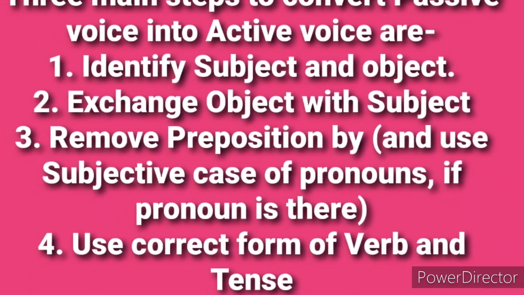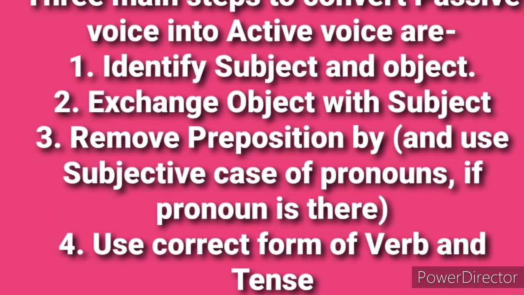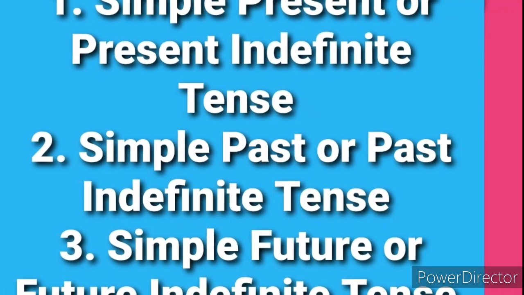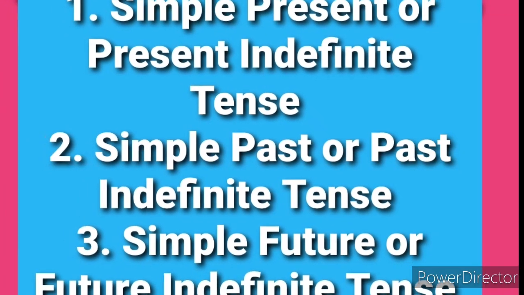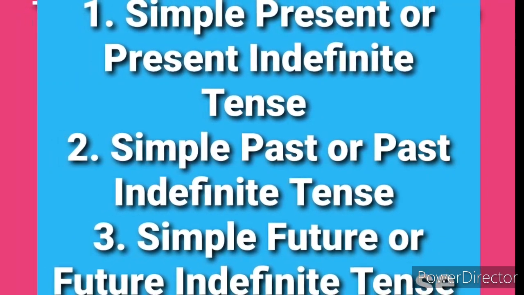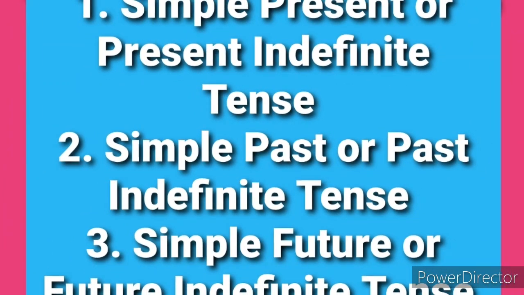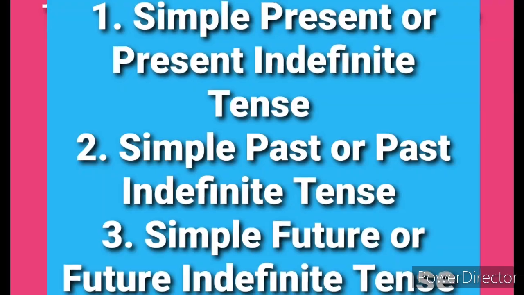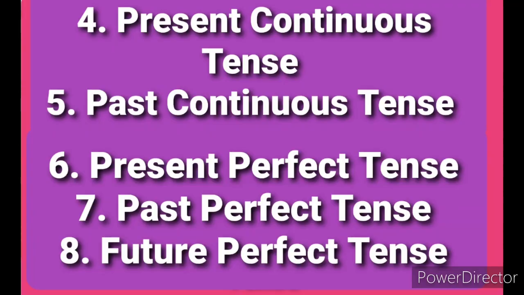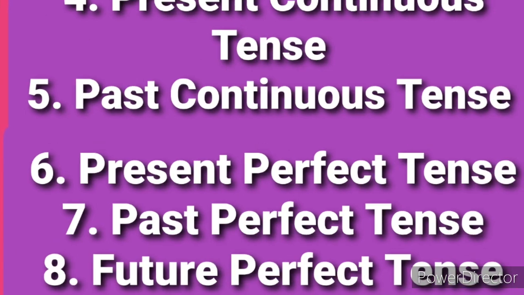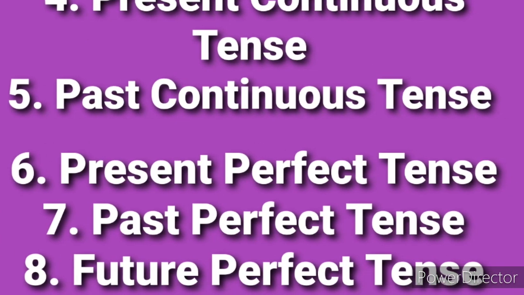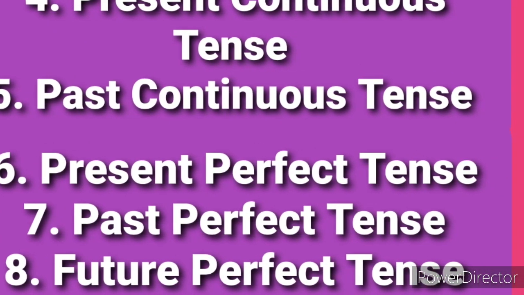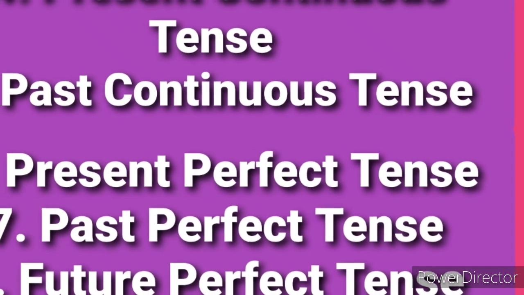As I have told you earlier, there are only 8 tenses in passive voice. So first let us know which 8 tenses there are. First is simple present, simple past, simple future, that is 3. Then present continuous and past continuous, these 2 make 5. Then 3 again: present perfect, past perfect and future perfect. So these are the 3, total 8 tenses.